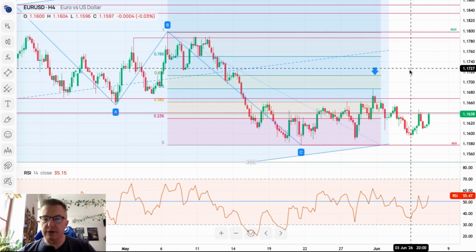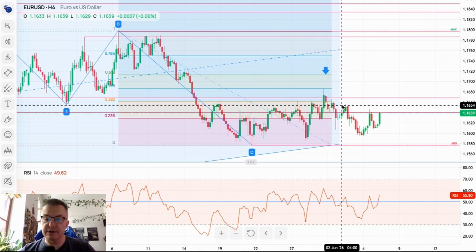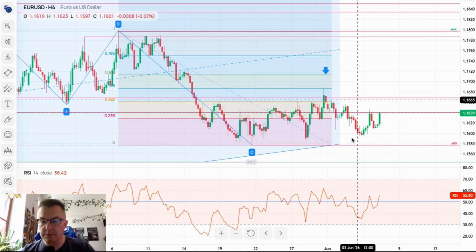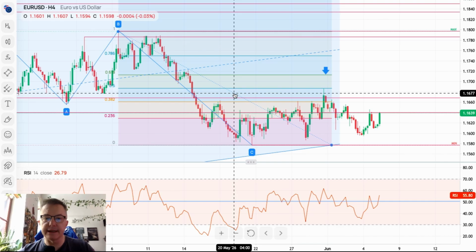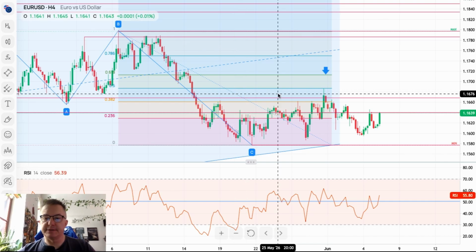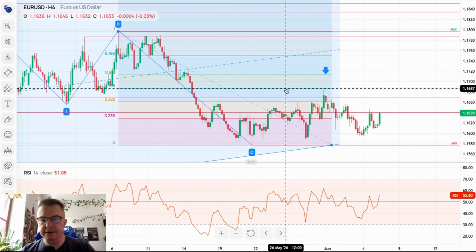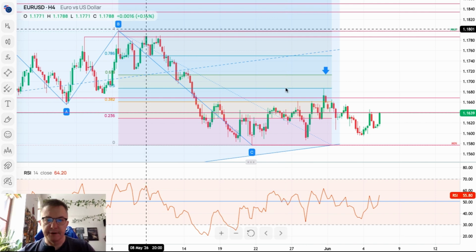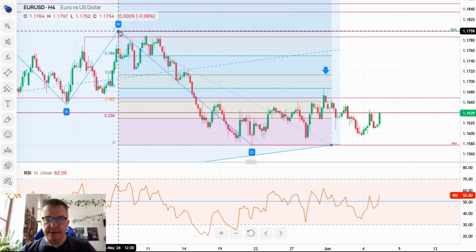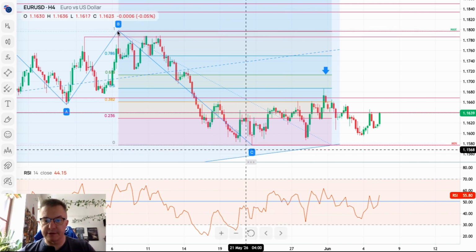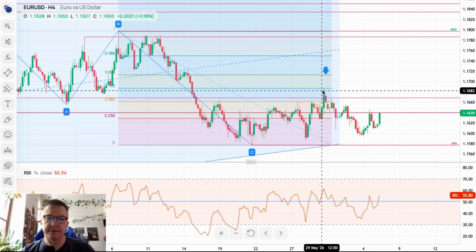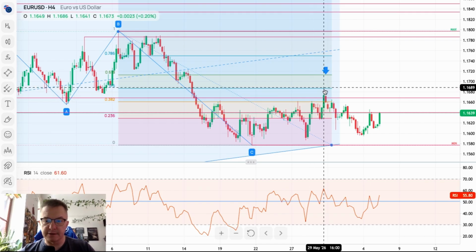So the euro dollar 4-hour time frame chart, as you can see, keeps trading inside of this range for almost the whole week, as the Fibonacci retracement tool has been placed for the wave 3 to the downside, right? And we got the 50% retracement towards the level of 1.1688.